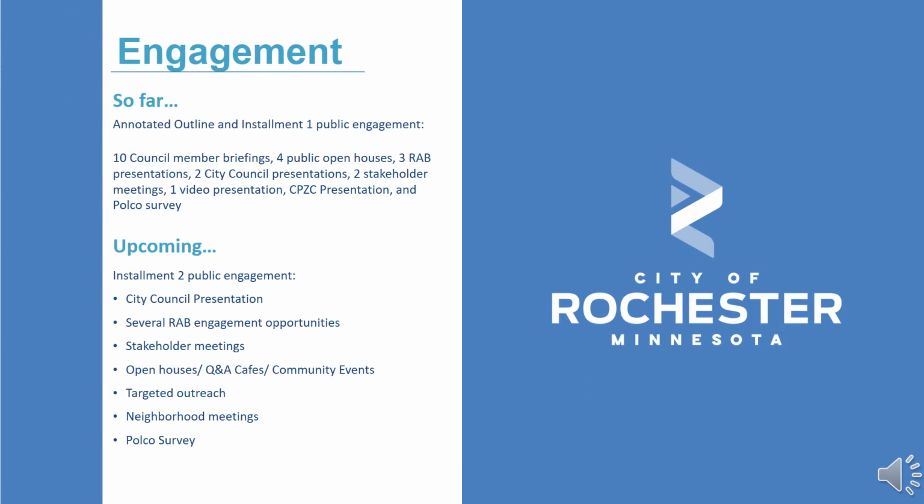During the Installment 1 engagement process, the Community Development Team held 10 council member briefings, 4 open houses, 3 RAB presentations, 2 City Council presentations, 2 stakeholder meetings, 1 video presentation, a City Planning and Zoning Commission presentation, and a Polco survey. For this installment, we plan on continuing with all of the above engagement strategies, as well as 2 additional stakeholder meetings, 4 neighborhood-oriented events, 1 in each quadrant, and engagement at community gatherings such as the Farmers Market and Thursdays on First.